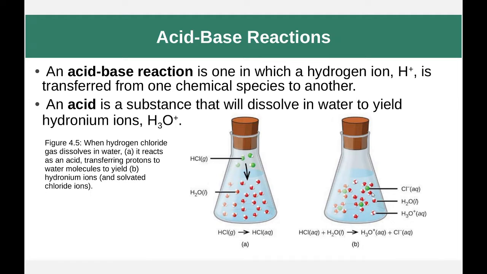Acid-base reaction. An acid-base reaction is one in which a hydrogen ion, H+, also called just a proton because it is a single proton at that point, is transferred from one chemical species to another. An acid is a substance that will dissolve in water to yield hydronium ions. So acids give off protons, which then react with water to form these hydronium ions.